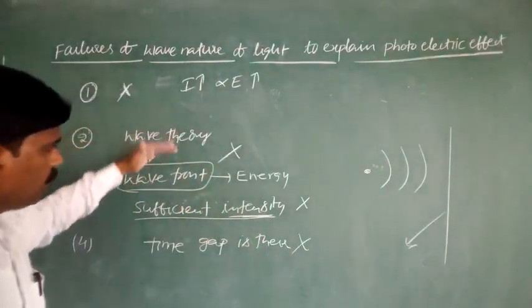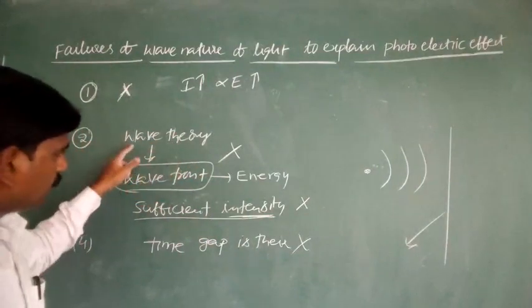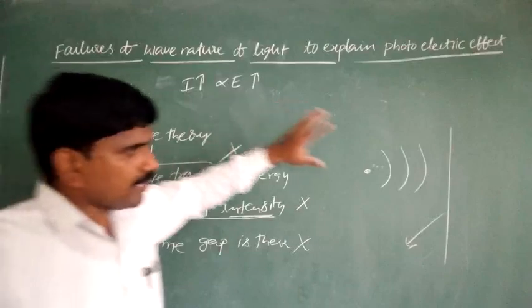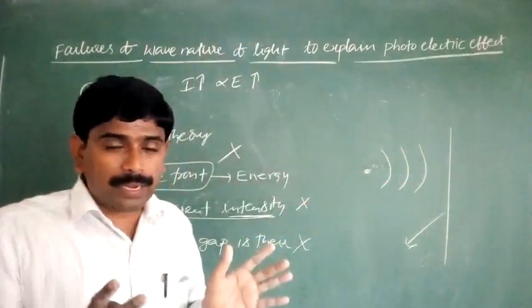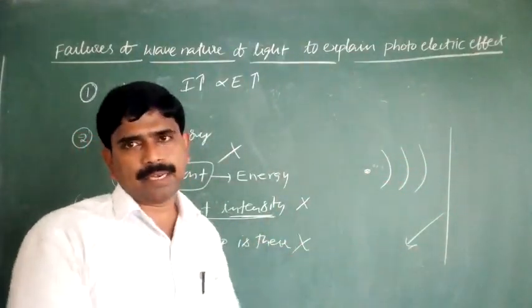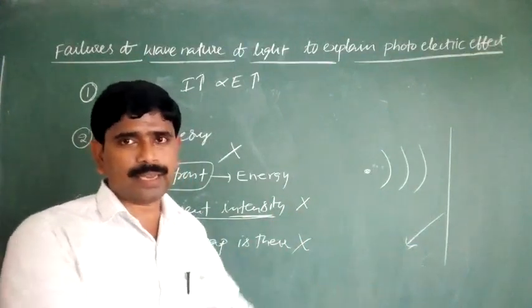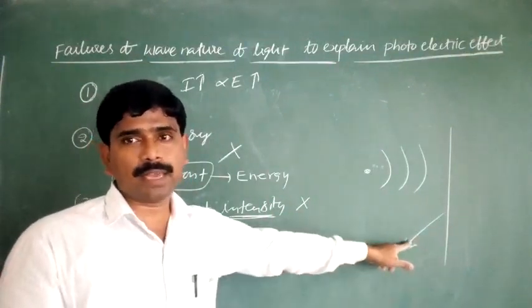Second one is the wavefront. The wavefront carries the energy. When this is incident on the photoelectric metal, a bulk number, more number of electrons are emitted at a time. But practically, that does not happen.